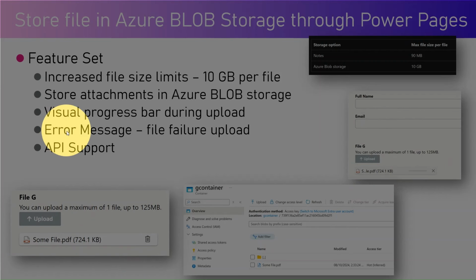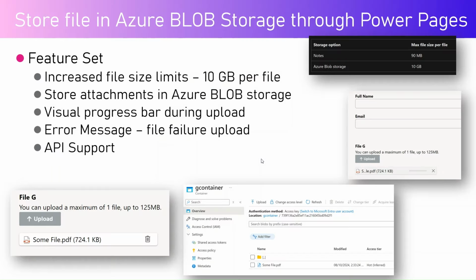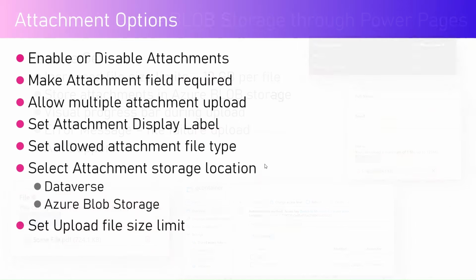There is also an error message option whereby you can show the user a message if there is a file upload failure, and there is API support as well. So the file gets stored in an Azure Blob Storage container, and you can view the file by navigating to Azure. You can also query the file back in Power Pages by some liquid code, or by using some custom code, and you can get those files back into your Power Pages site as well. So the basic storage will be in Azure Blob Storage.